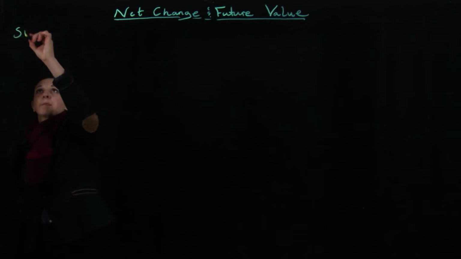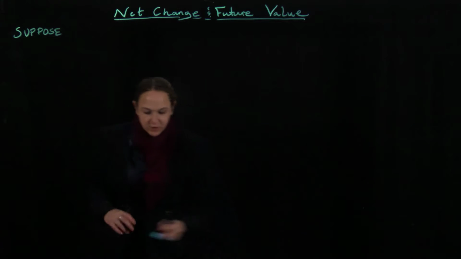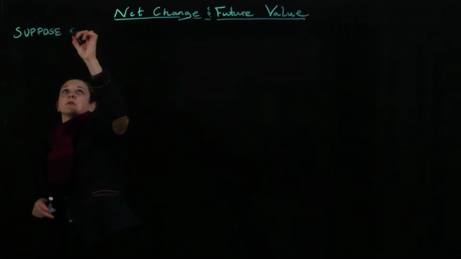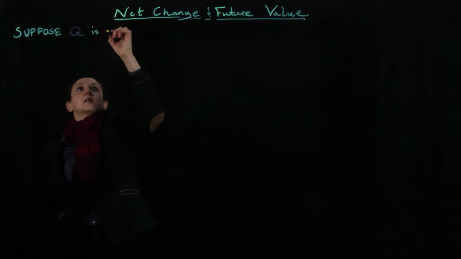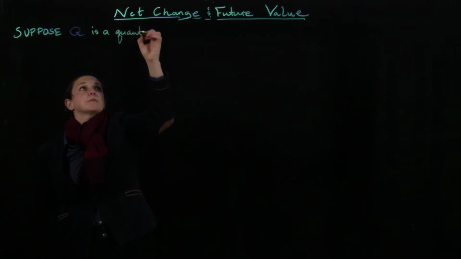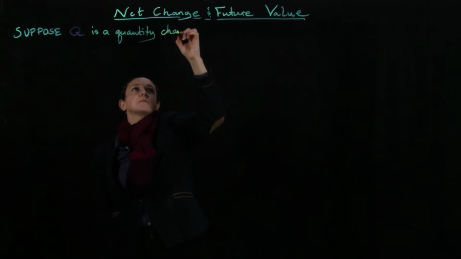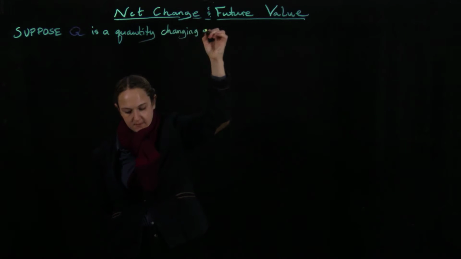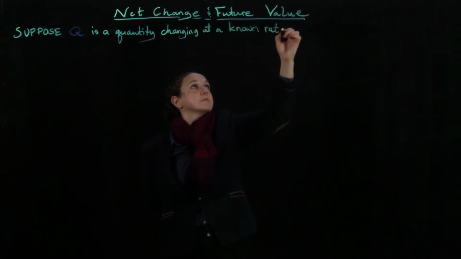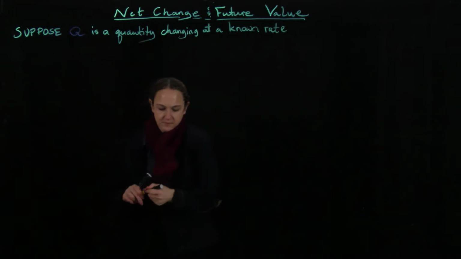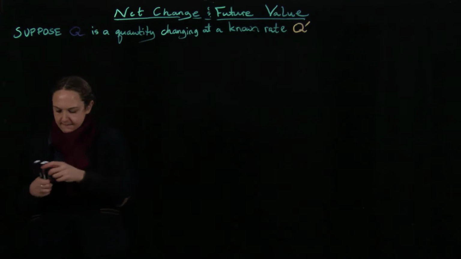So we're going to suppose that Q is a quantity changing at a known rate Q prime. And let's actually give that a different color, like orange. Okay, and so then we're going to have that.